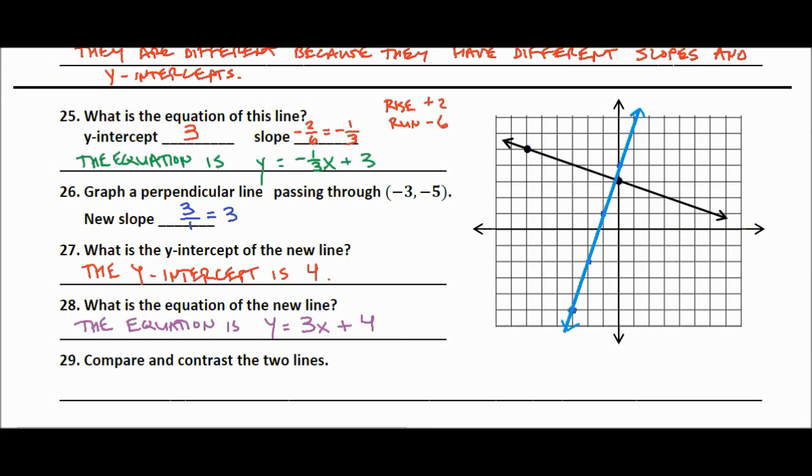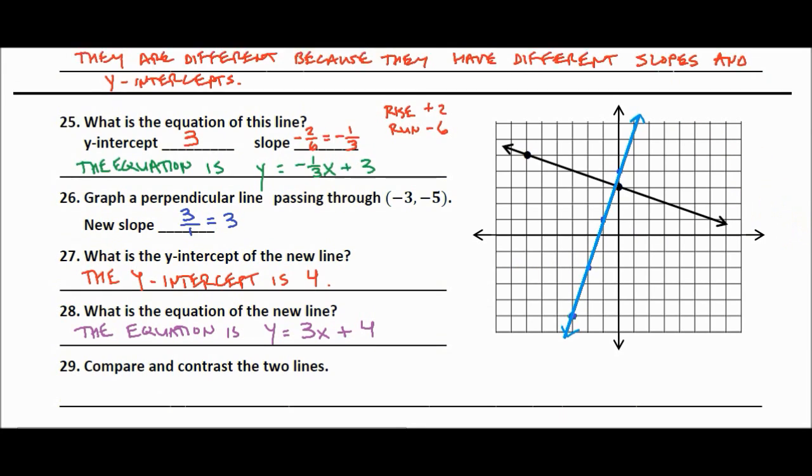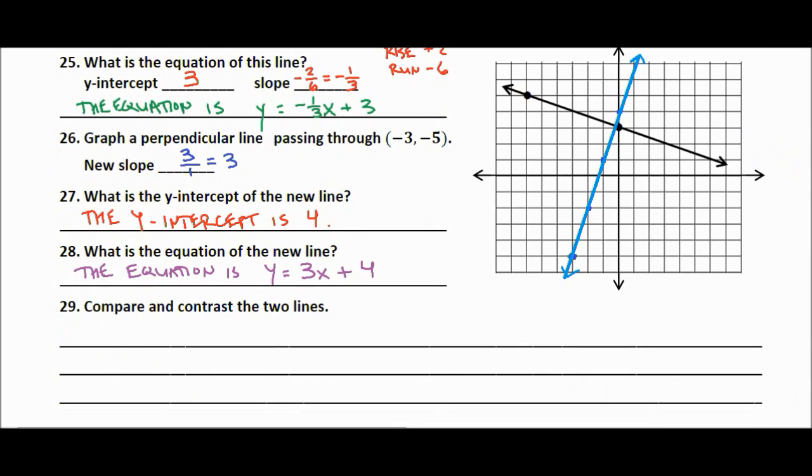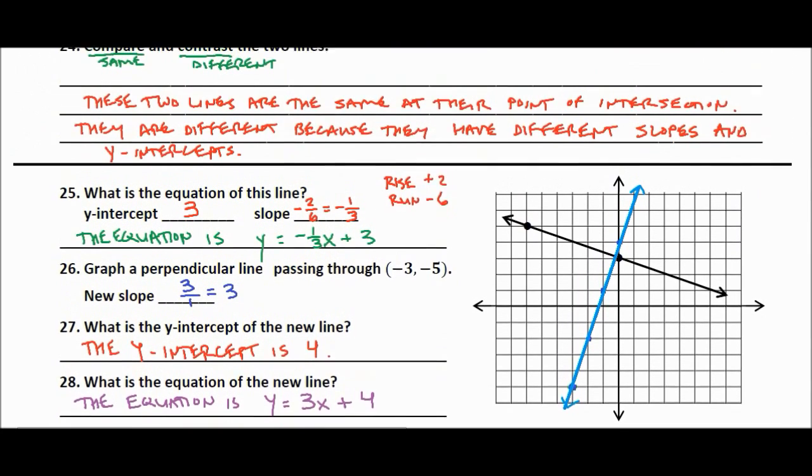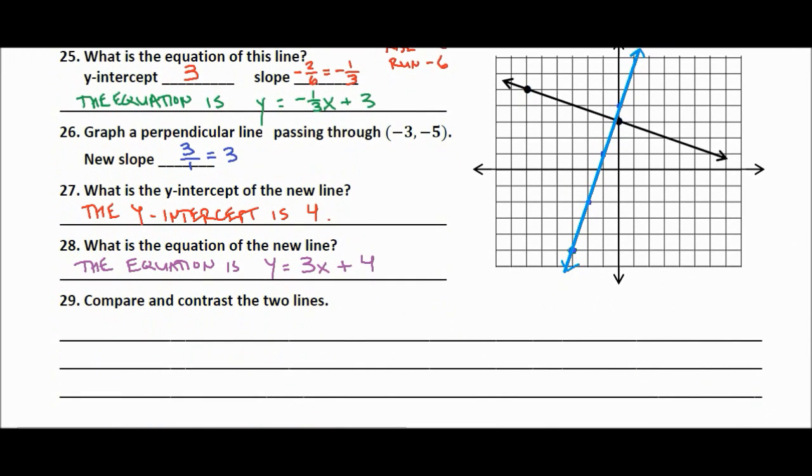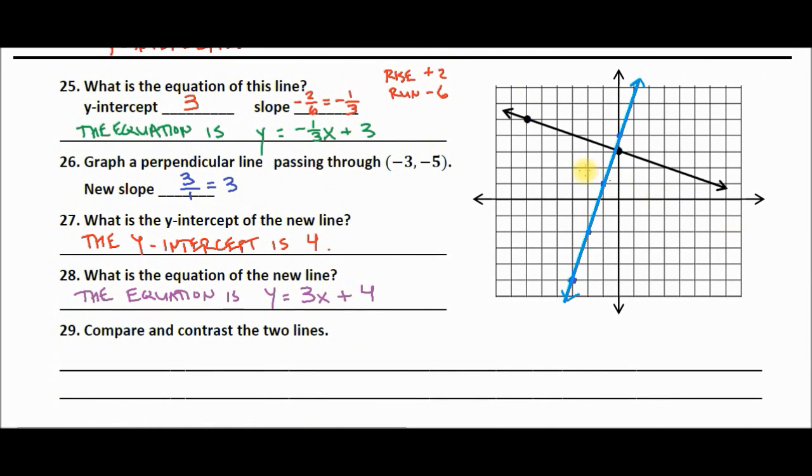And the last part, which I talked through in the previous video, we'll talk about it again, it's really the same answer that you have written for question number 24. We're going to compare and contrast. Take a look at these two lines. They only really have one thing in common. They meet at one point, an intersection point. There's our common point. They're different because they have different slopes and different y-intercepts.